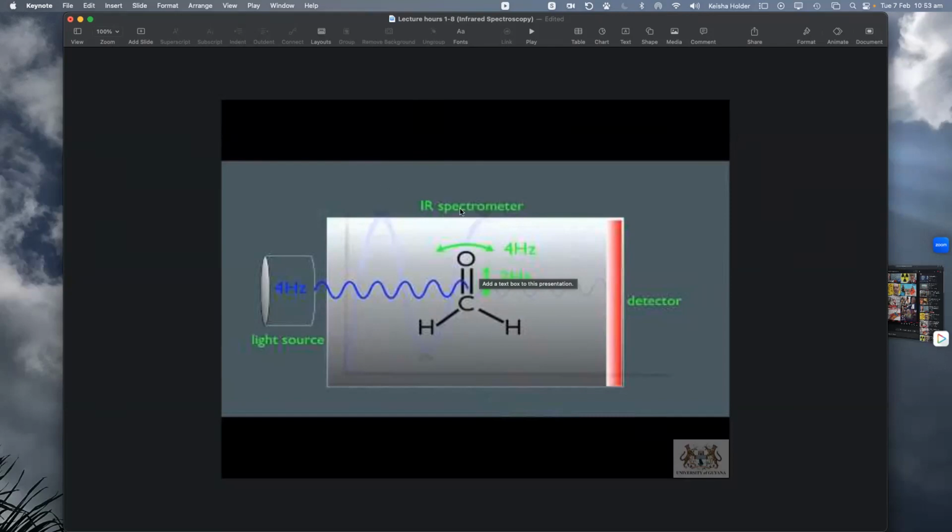So someone can please put in the chat one form of vibration. How does the vibration show up? In terms of the name that has been used to describe this vibration. Wagging, yep. Stretching, okay. And what are the two types of, I was just about to ask. So Lachman is telling us we have symmetrical stretching.